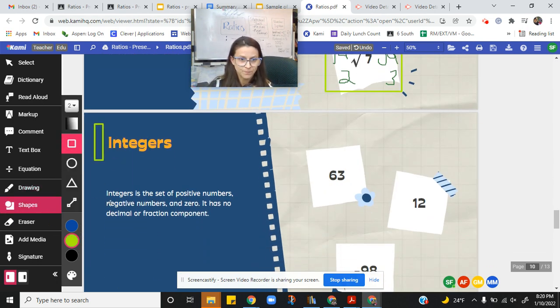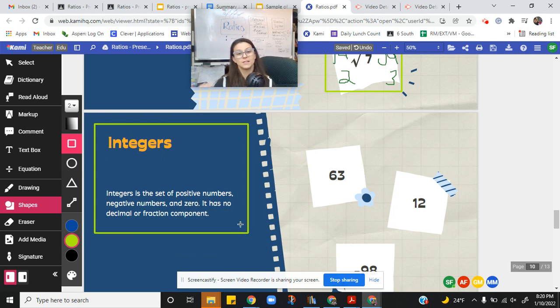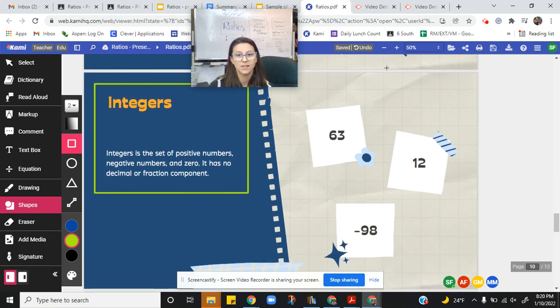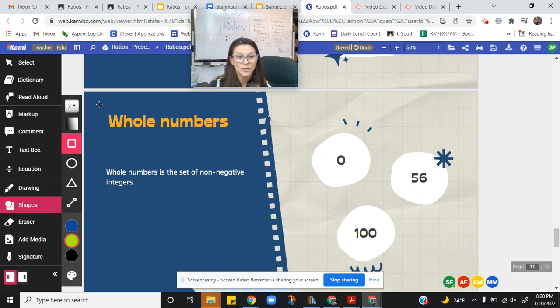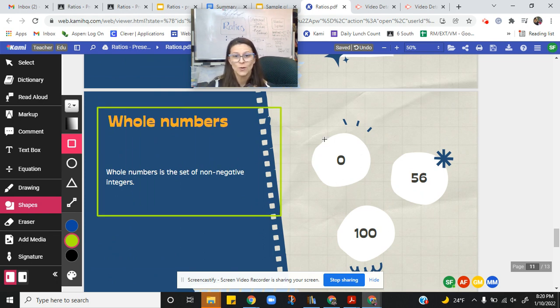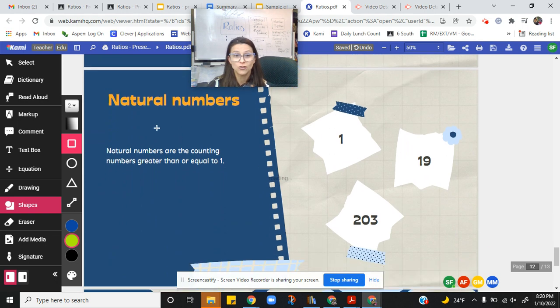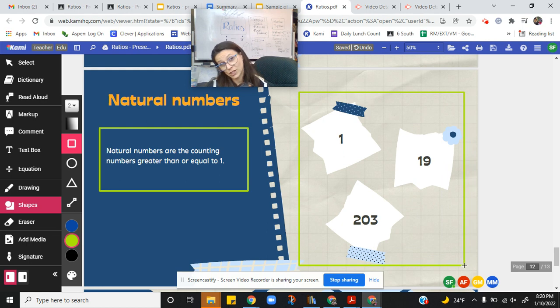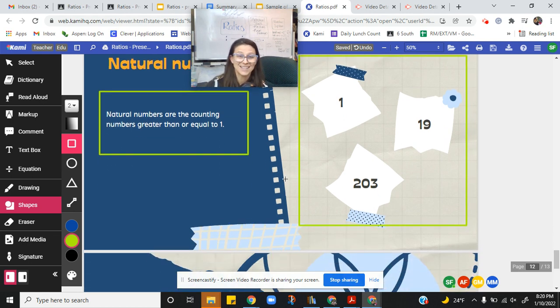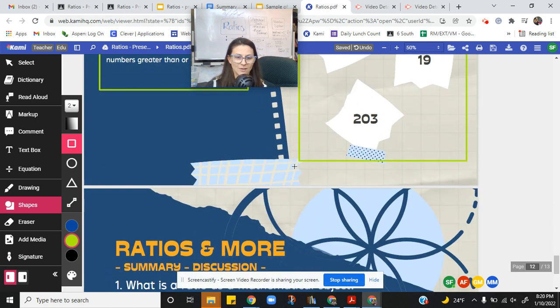An integer is the set of positive numbers, negative numbers, and 0. It has no decimal or fraction component, so it's the whole numbers and their opposites. 63 and negative 63, 12 and negative 12, negative 98 and 98. 0 is an integer. Whole numbers are the set of non-negative integers, so it is also a type of number without a fraction or a part. 0, 56, 100, their negatives are not included. The natural numbers are the counting numbers greater than or equal to 1. I find it unfortunate that 0 is not included in the natural numbers. I think that 0 is very natural, but it is not included.